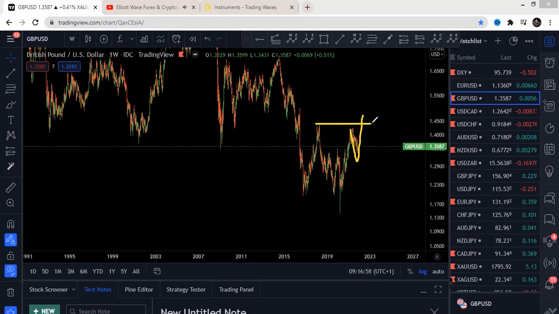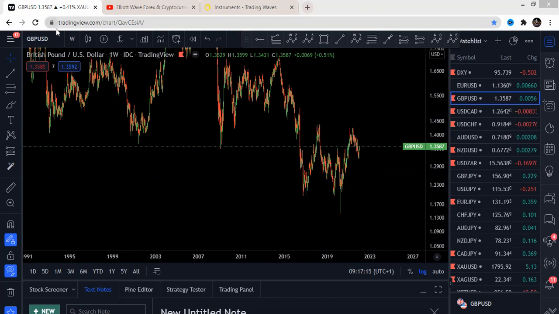Now, if we get that one more up, it takes the top here, and then we're going to have this one. It's already taken the bottom. So a pattern that takes the top and takes the bottom is obviously an expanding flat. So there's a possibility for the pound US dollar to come take the top here and still come down. The bigger structure will still be an expanding flat.